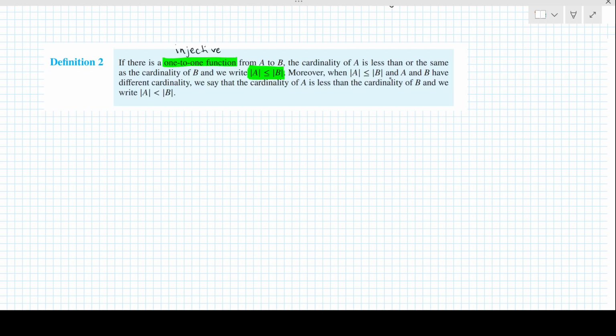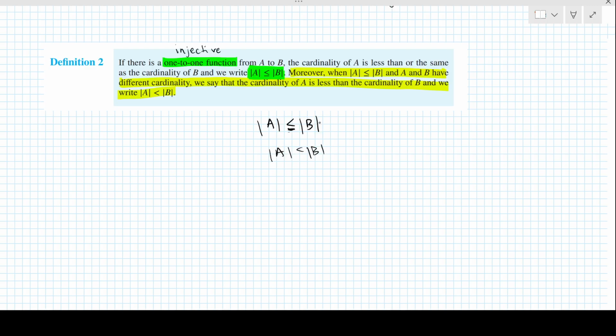Moreover, when |A| is less than or equal to |B| and A and B have different cardinalities, we say that the cardinality of A is less than the cardinality of B. The second part here is just a technical detail you should be aware of. If you're writing an inequality and you know that B has more elements, you can get rid of the extra line and just say that |A| is less than |B|.